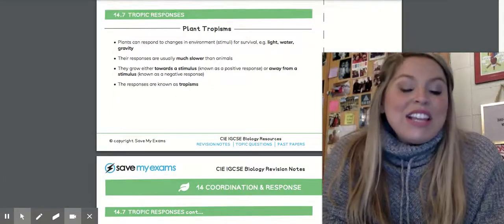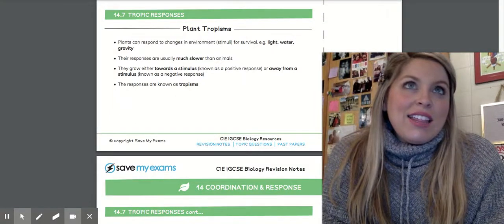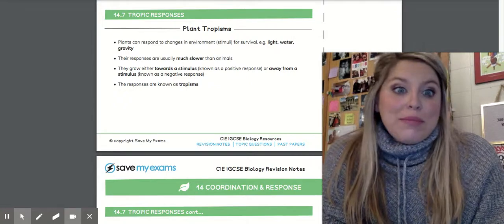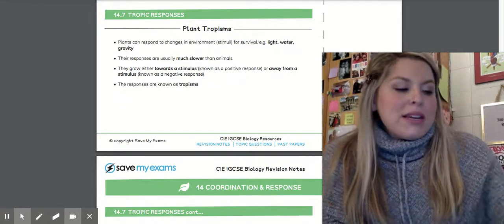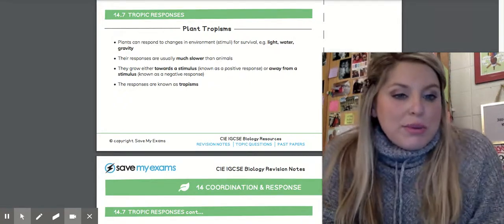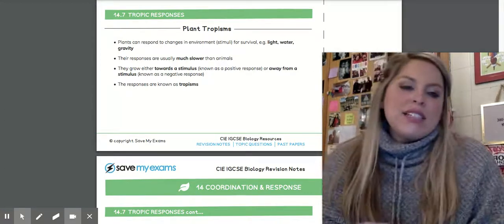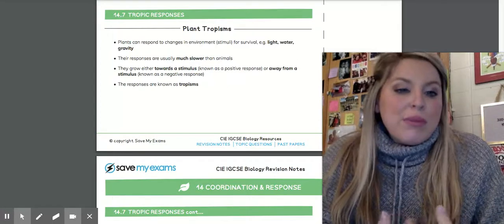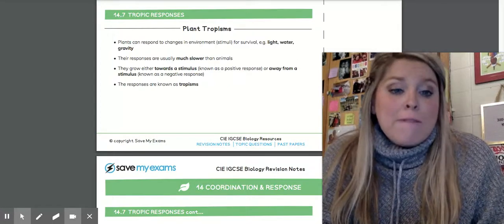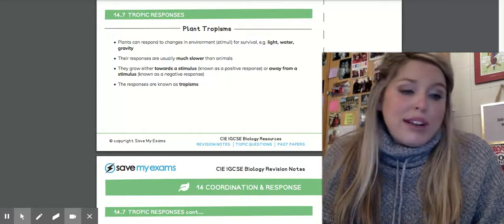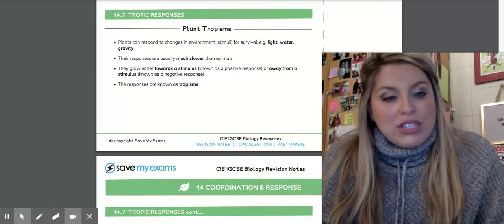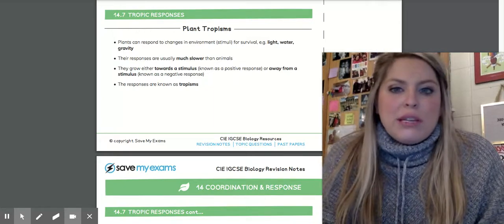Okay, y'all, looking at section 13.4, tropisms for plants. So plant tropisms. For this unit in coordination and response, we do not separate the human side of things and the plant side of things, because quite frankly, when we look at coordination and response in plants, it's pretty straightforward and we can just sneak it into this unit. We don't have to have two separate units.